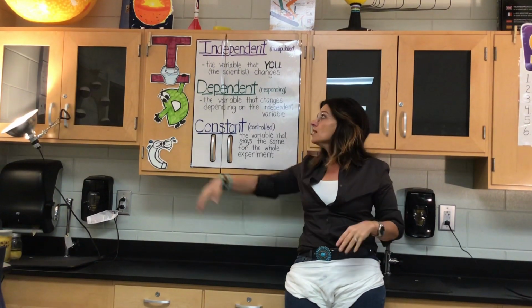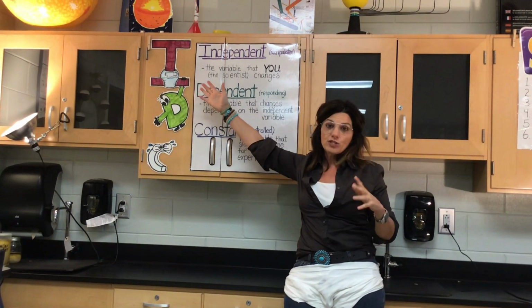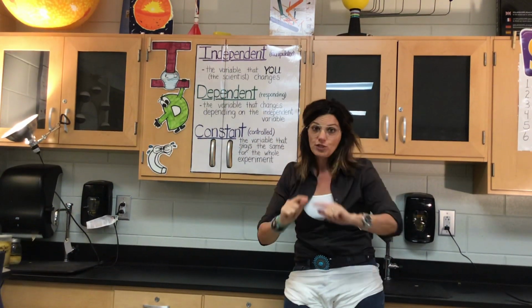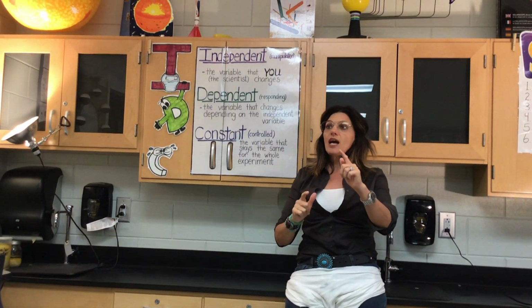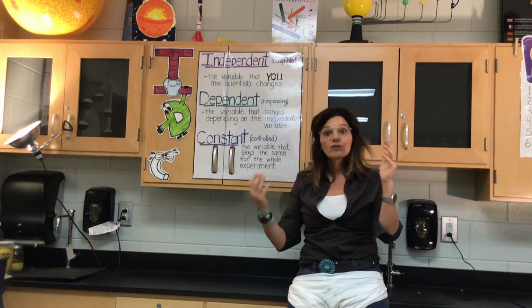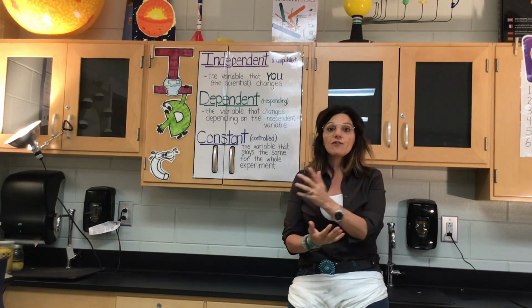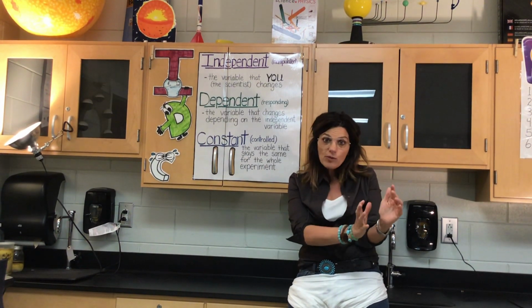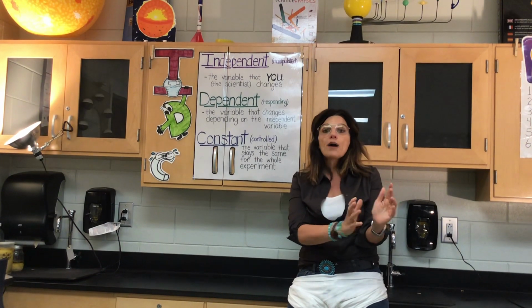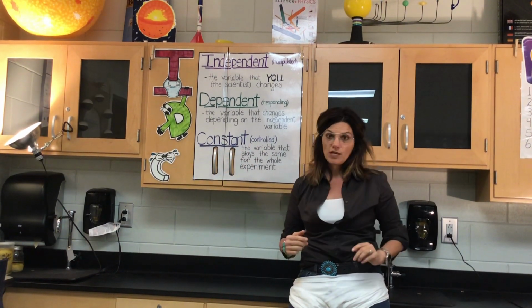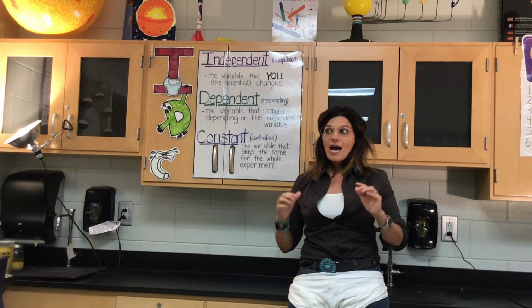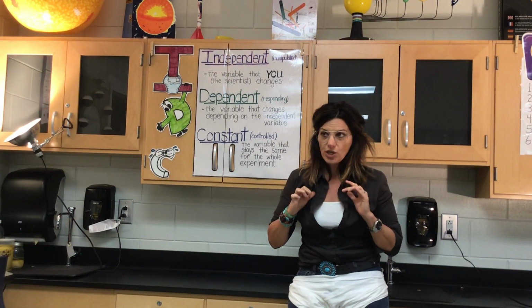All right, here we go. The independent variable is going to be what you change. Let's pretend that I'm going to test the amount of sunlight on a plant, and whether leaving a plant in 5 hours of sunlight will help it grow better than leaving it in 10 hours of sunlight. What would I, the scientist, be changing?